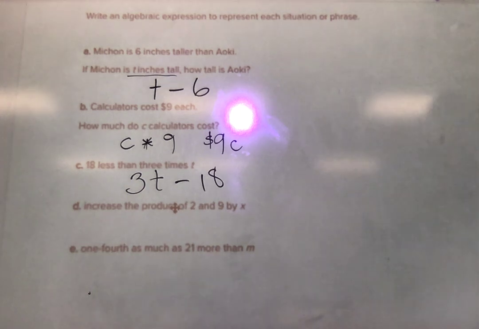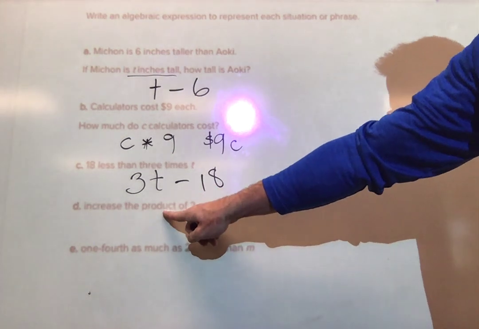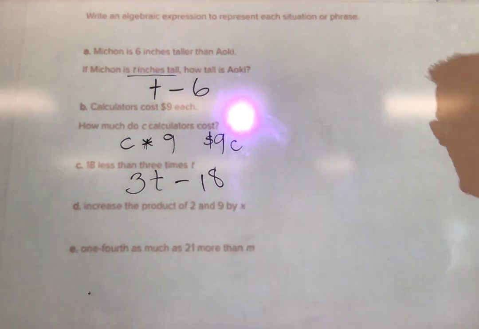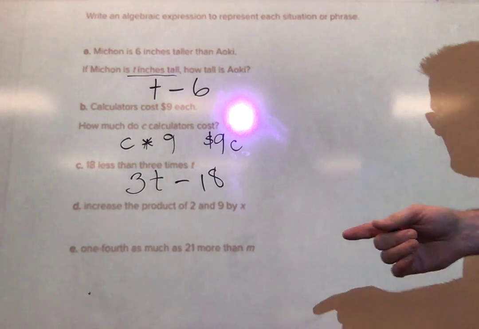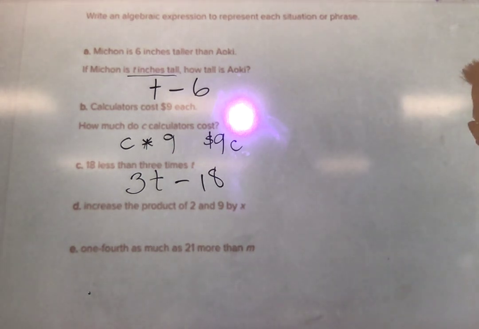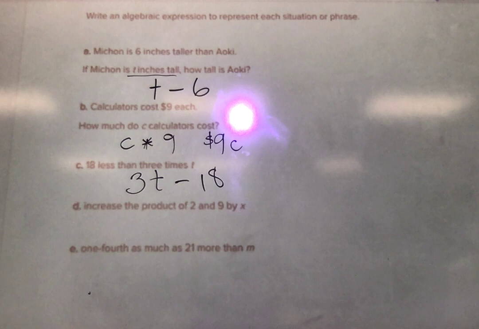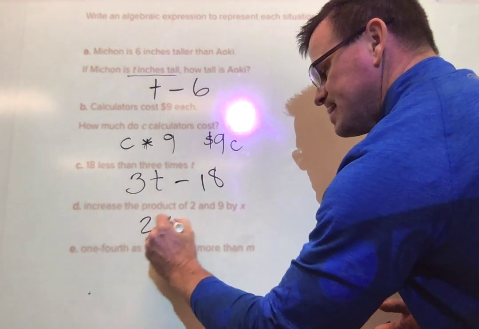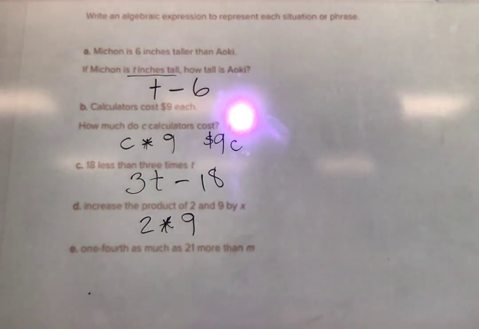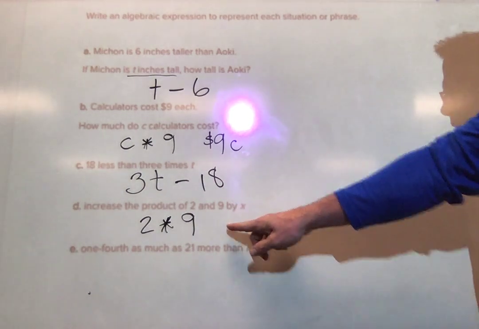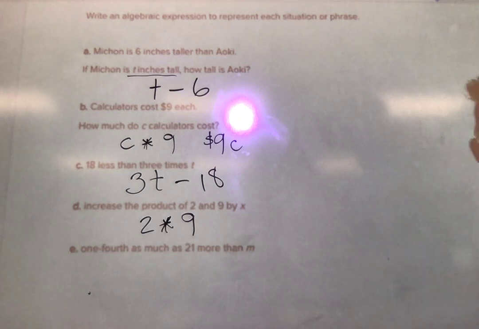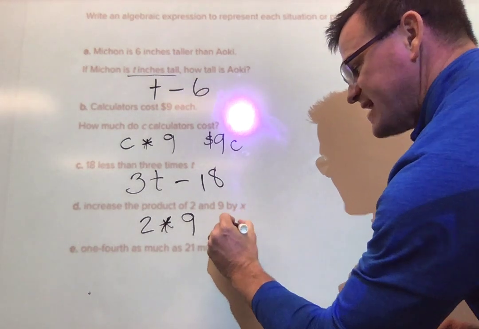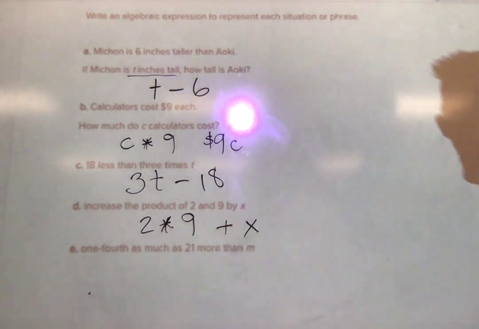Okay, next one says increase the product of 2 and 9 by X. So I see product, and I need to know my vocabulary. I know that means multiply. We're going to increase the product of 2 and 9 by X. So again, before I increase that product, I have to know the product. So I need to take 2 times 9, and that's the product of 2 and 9. And now my job is to increase that by X. To increase means to add. So then I would add X to it.